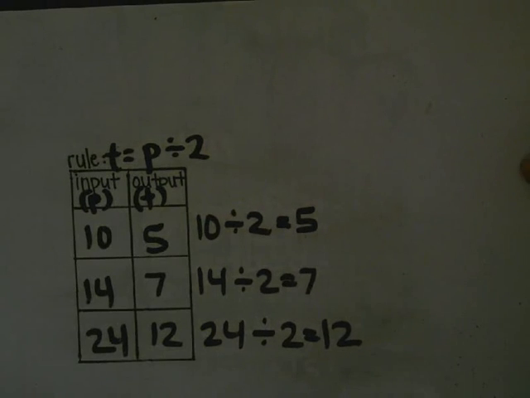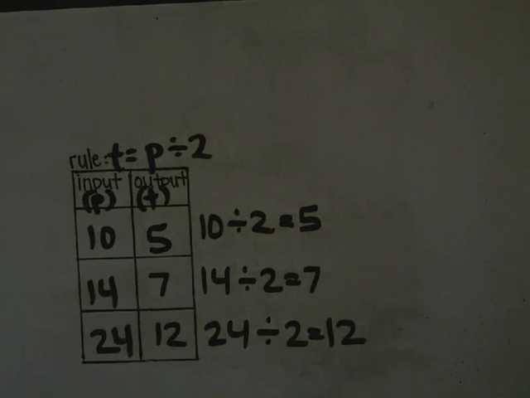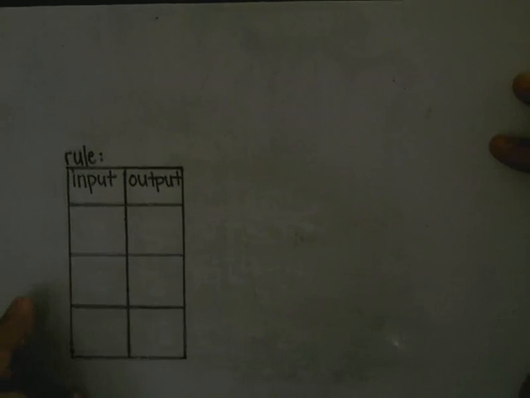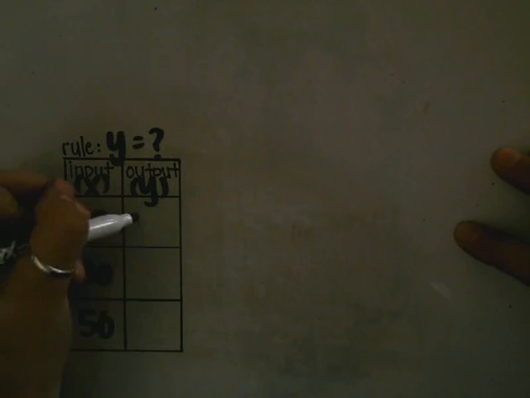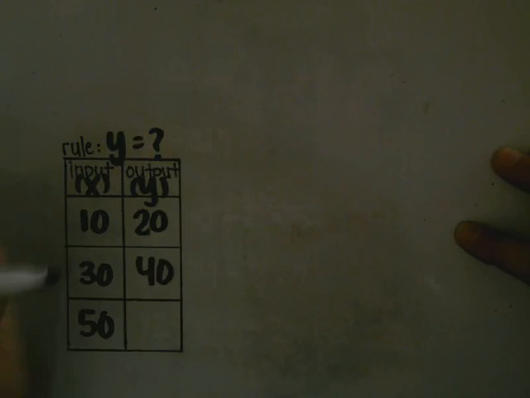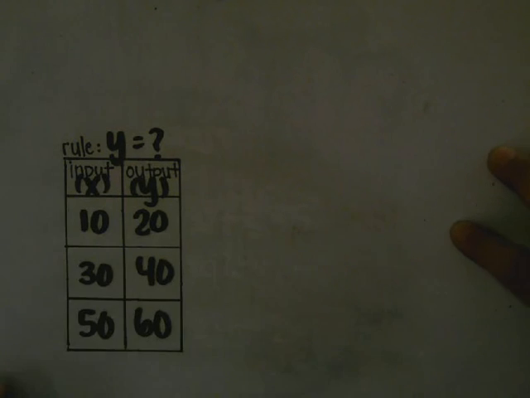Let's try another one. If you're feeling comfortable with this already, you can push pause in a second and try it on your own, and then come back and check your answer. We are going to have X and Y as our input and output variables. So they want us to figure Y equals what? We have all of our values. Okay, so now I need to think, what is happening to X as I put it into the machine and it comes out as Y?